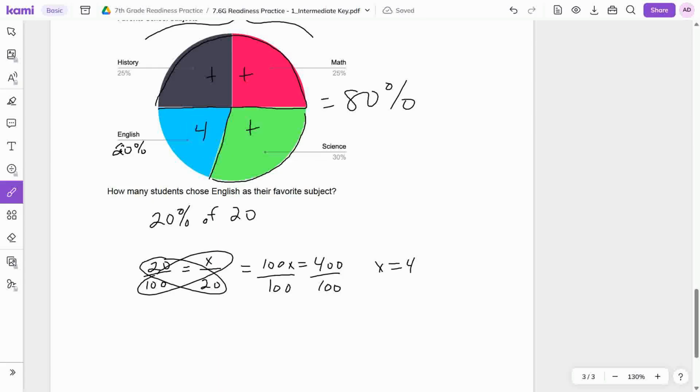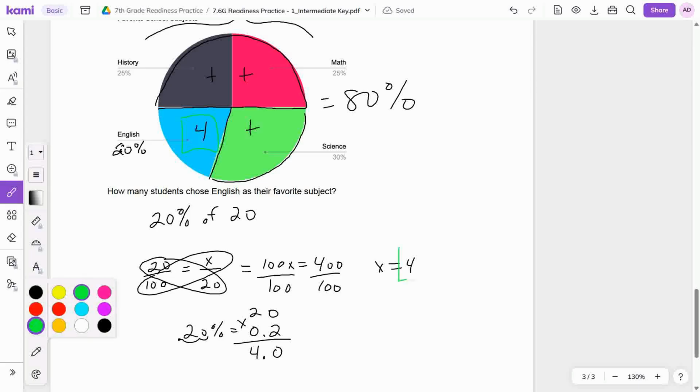Now, we also could have done this. We also could have changed my percent into a decimal. So 20% equals 1, 2, move it over twice, 0.2. If we multiply that by 20, look what we get, 0. Looks like we get a 40, but we bring that decimal down right here, and we also get 4. So you can multiply by the decimal equivalent of that percent. You can use a proportion. Either way, our answer here is 4. Let me put a green box around it here. There are 4 students that chose English as their favorite subject.